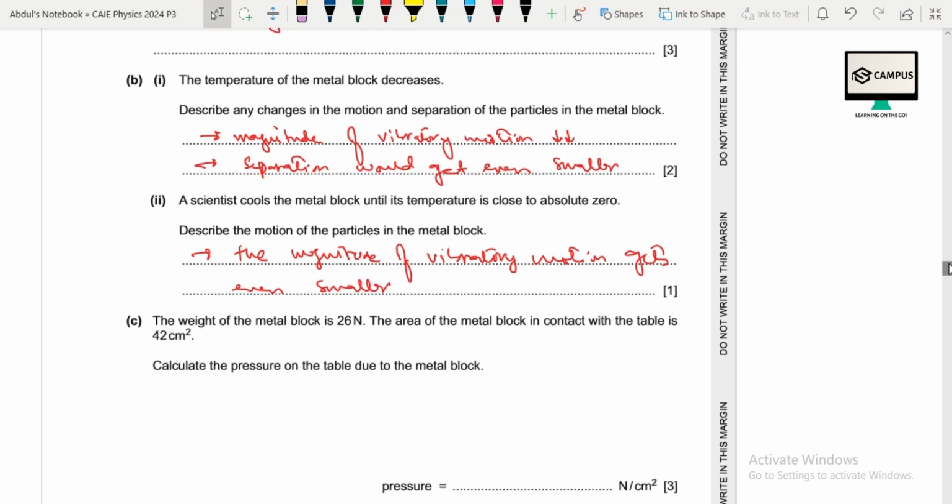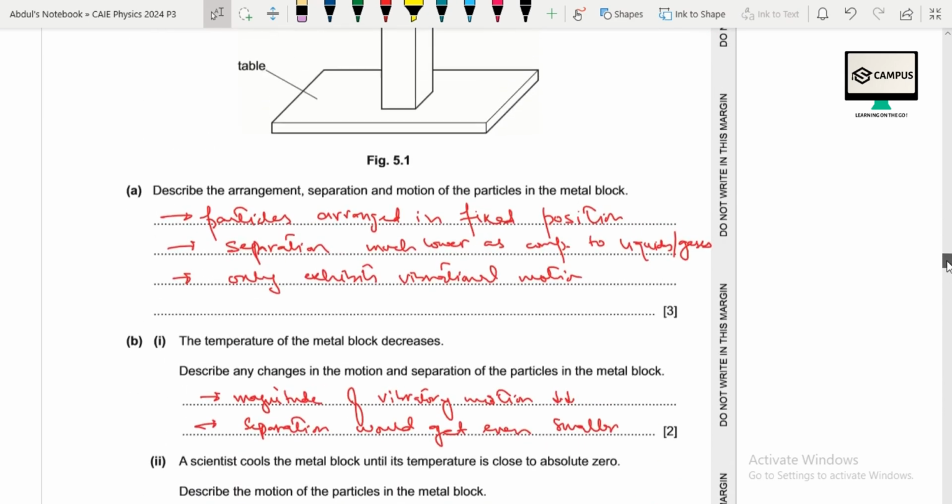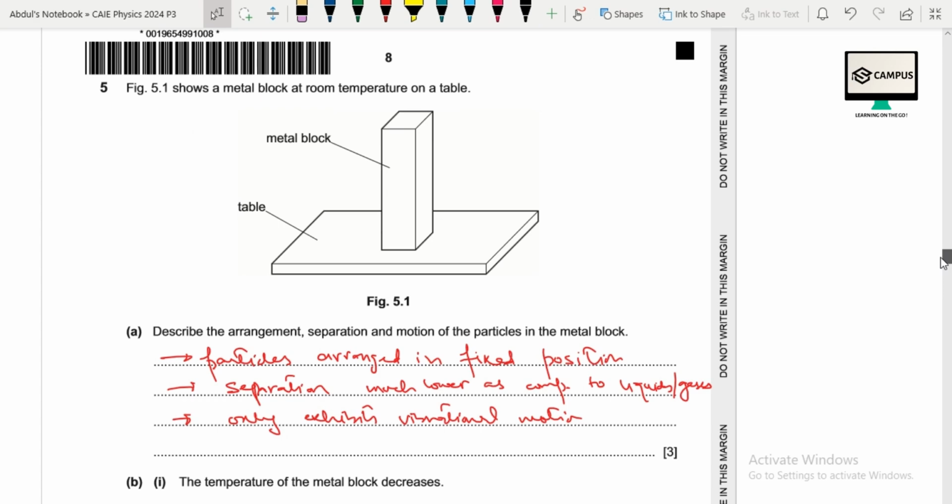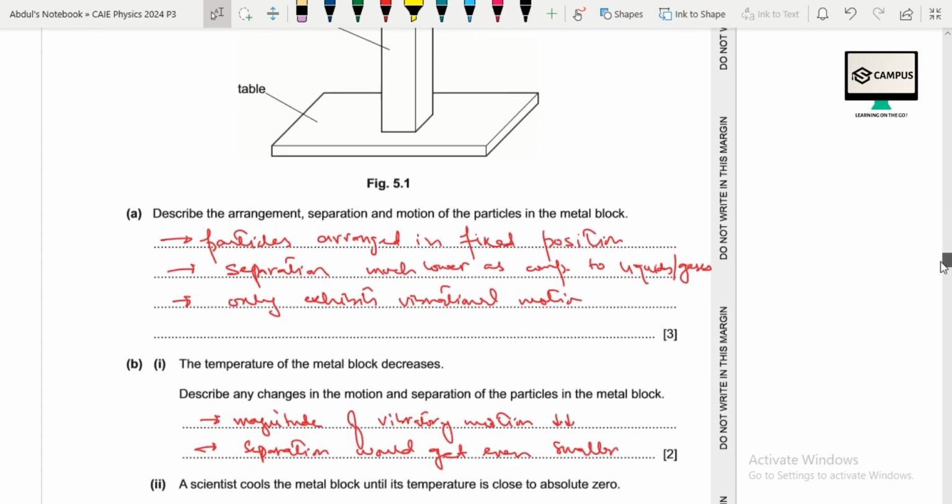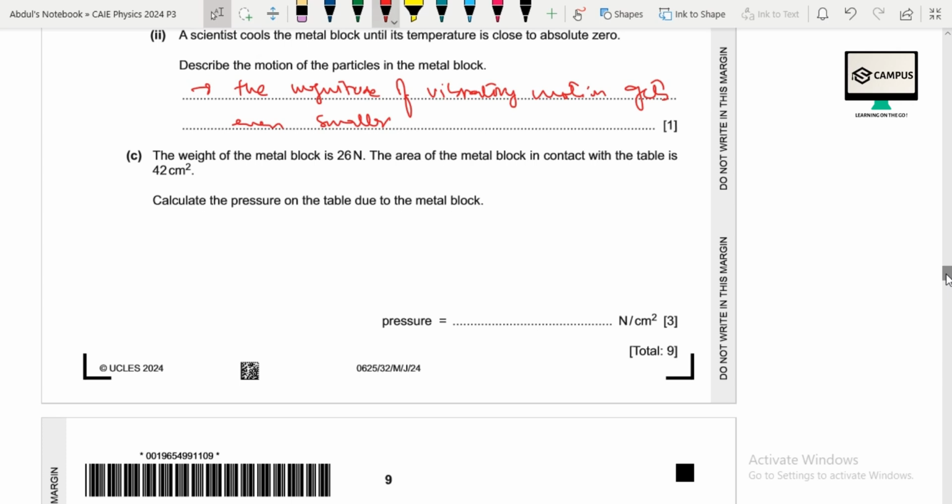Now, the weight of the metal block is 26 Newton, and the area in contact with the table is 42 centimeters squared. Calculate the pressure on the table due to the metal block. All right, so this is the arrangement. We need to find the pressure exerted by the metal block onto the table. We know the definition. Pressure is force acting per normal cross-sectional area. So force is known to us, and the metal block on the table is in a normal or perpendicular position. The cross-sectional area is also given.